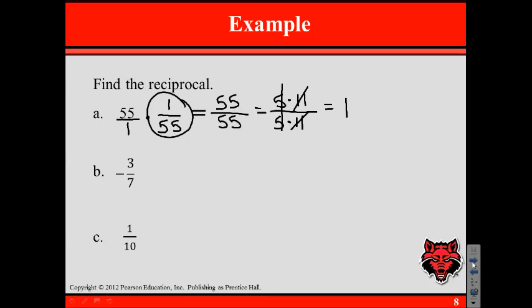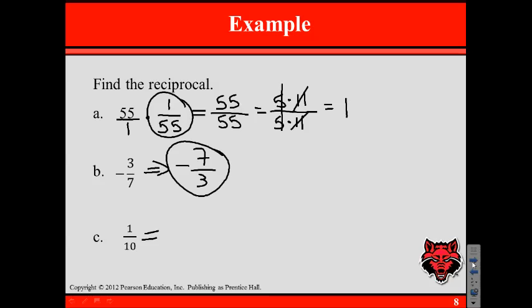We say all that to say, anytime we're looking for a reciprocal, we essentially just want to flip our number over. The denominator of the original will become the numerator of the reciprocal. The numerator of the original will become the denominator of the reciprocal. So for part B, the reciprocal of -3 over 7 is -7 over 3. It is important to note the sign does not change if we are looking for the reciprocal. The sign does change if we are looking for the opposite, but not the reciprocal.